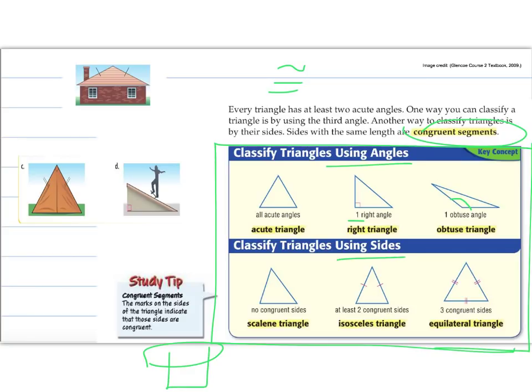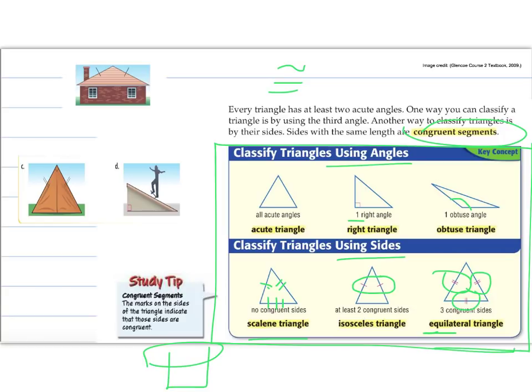Classifying triangles by their sides. A scalene has no congruent sides, meaning none of these sides have the same length measurement, denoted by those marks. An isosceles triangle is when two of the sides are congruent, and that's noted by those marks there. And equilateral, word equal, means that all three sides are congruent. Notice they have the same marking. They're all the same length.